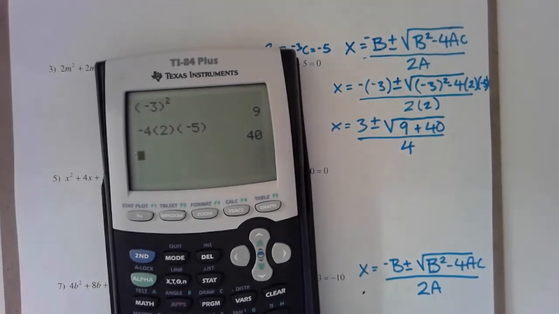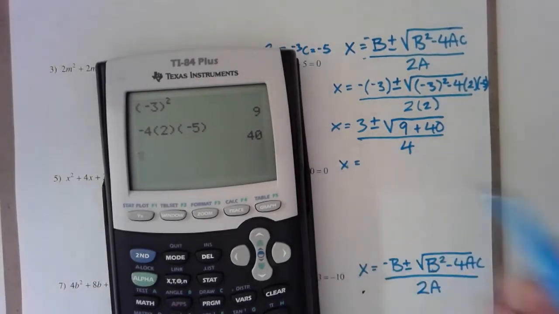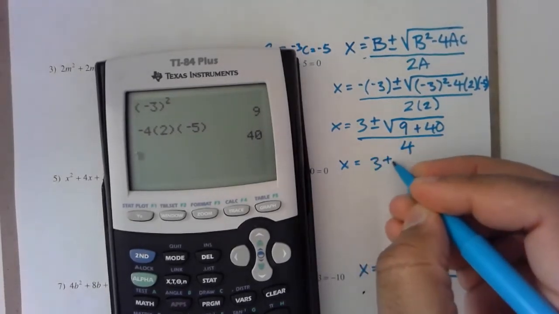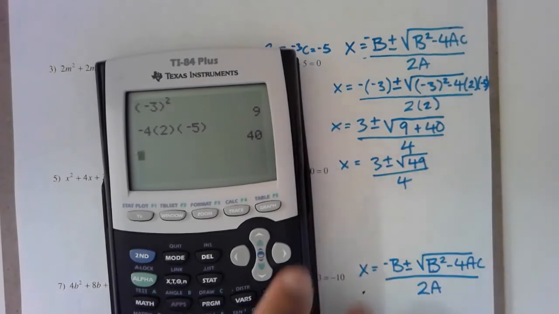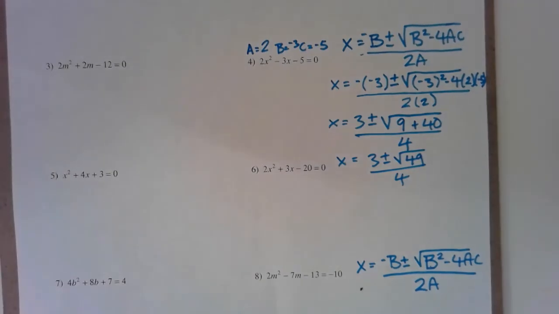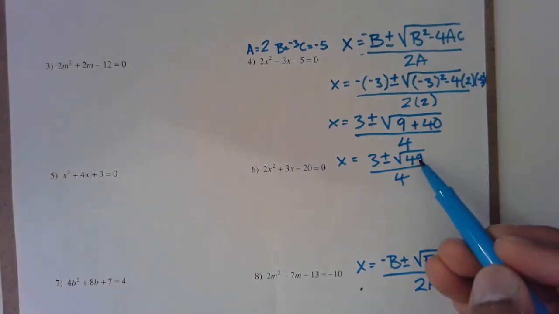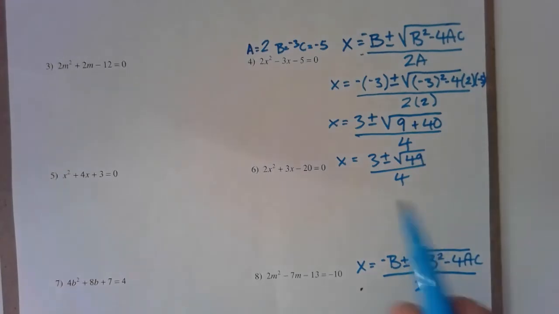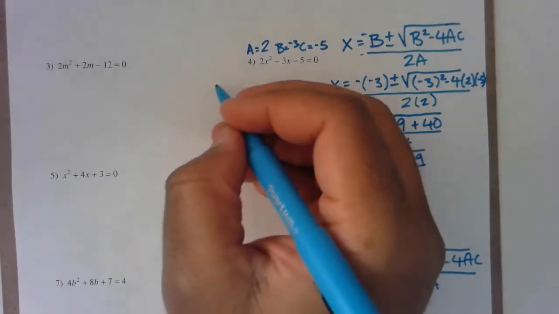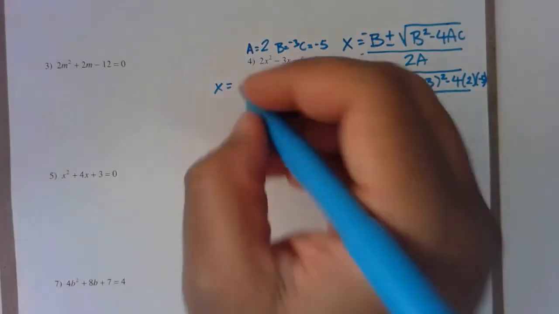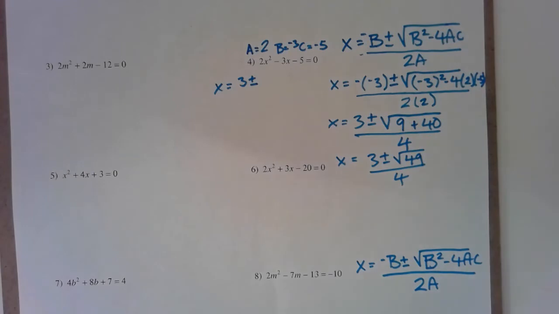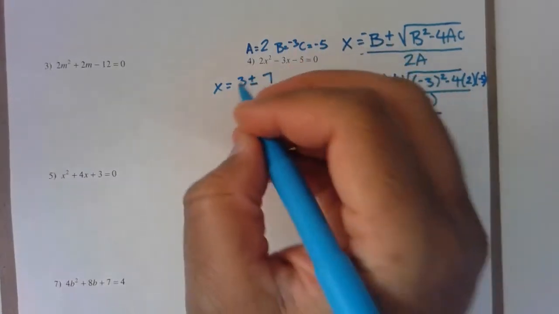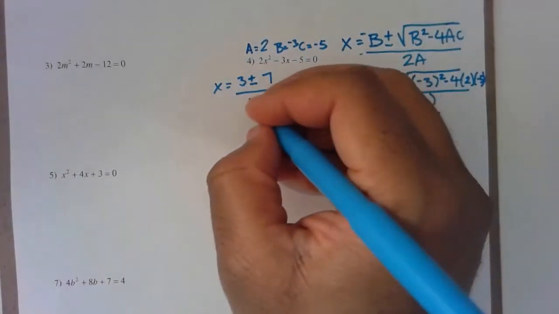We can continue to simplify this a little bit further, and you can probably guess 9 plus 40 is going to be 49. And 49 is a special number, obviously. When I continue to simplify this, the square root of 49 is just 7. I'm going to move up here so I have a little bit more space. So I'm going to have x equals 3 plus or minus 7, divided by 4.